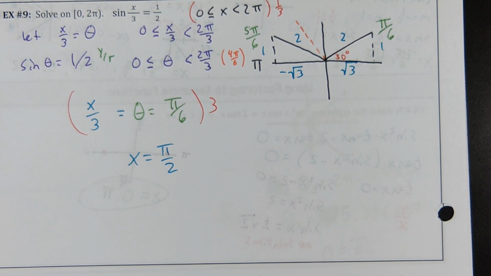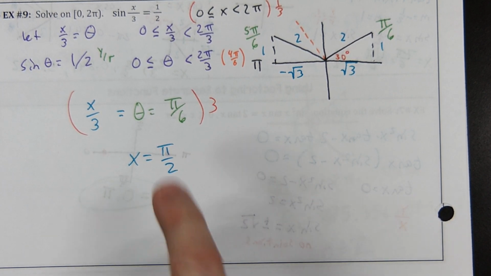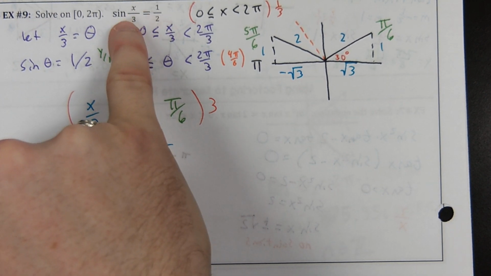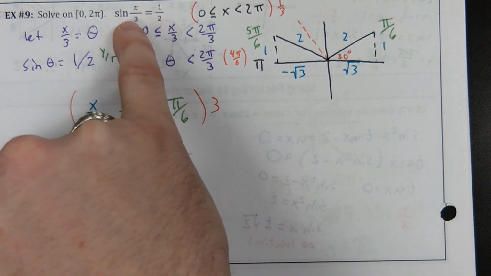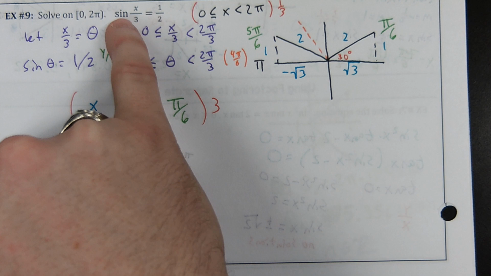And I checked it on Desmos. It's right. There is only one solution in the first 2 pi. But if you think about it, it should make sense, because the period length of this function is 6 pi. It takes a full 6 pi before it completes one cycle.